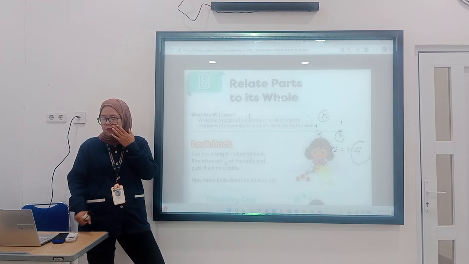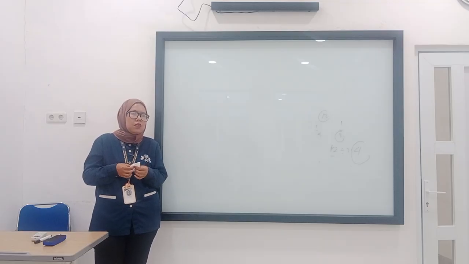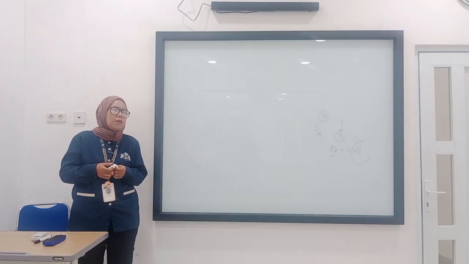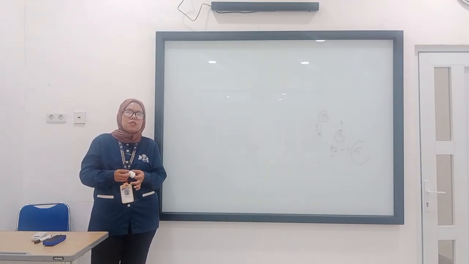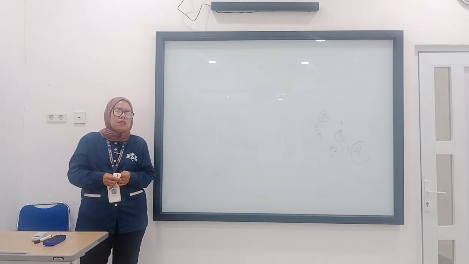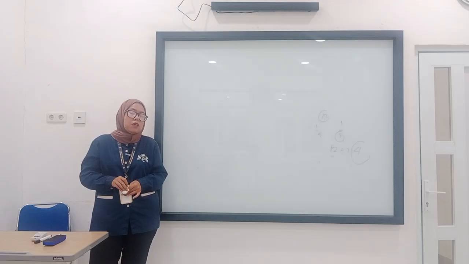Okay, Miss. Now we turn to the vocabulary list. Vocabulary list for math. Quantity. Quantity is the total amount of a group of something. So quantity is like the total number of the items that you have. It's like I have 10 balls, so it means that the quantity of my balls is 10.